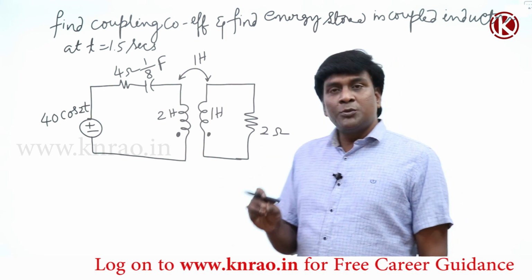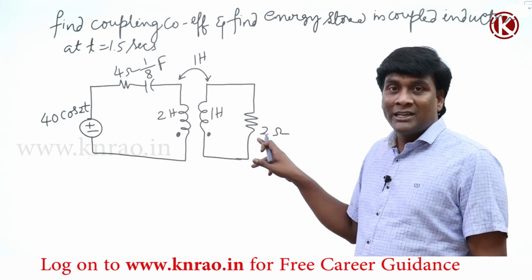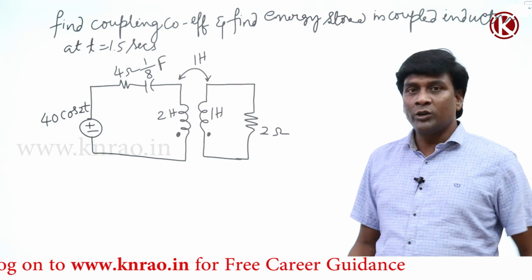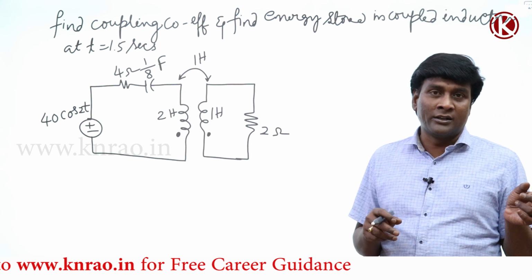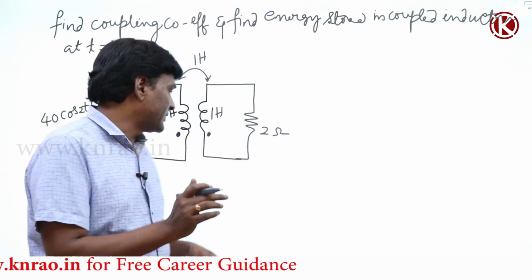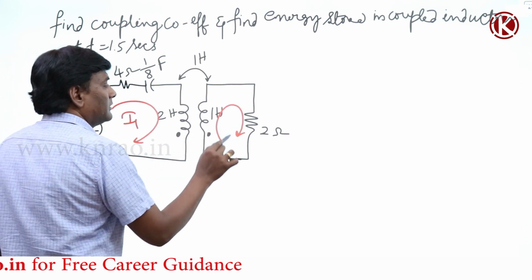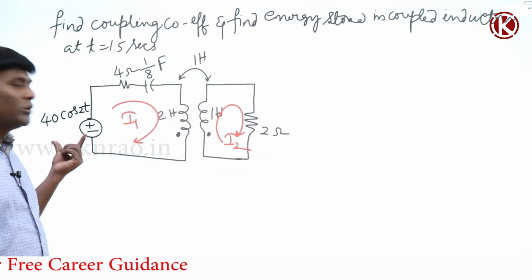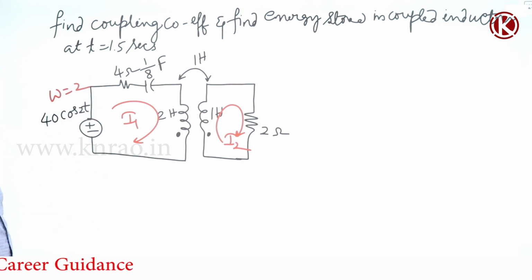In this problem, I am not going to follow dot conventions, especially since a passive element is connected. Whatever we discussed previously: if current is entering into undot, current should come out from undot; if current is entering into dot, current should leave from dot. I am not going to consider all those things when a passive element is connected. Simply, I am going to consider I1, I2, and this is given in the time domain, so you have to convert that into the frequency domain. What is omega here? Omega equal to 2 radians per second.